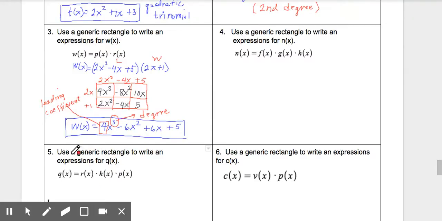And W of x is a cubic, and there are 4 terms. We call it quadrinomial. So this is called a cubic quadrinomial. Another name we can call it is a third-degree quadrinomial.